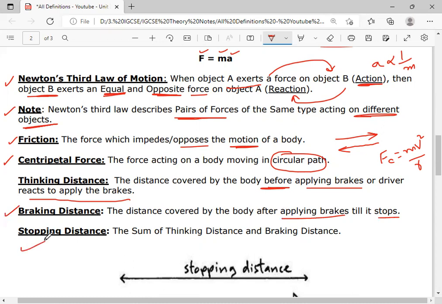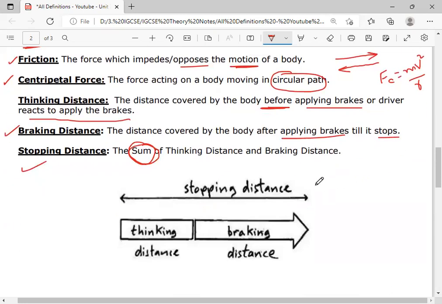And then stopping distance. Stopping distance is the sum of thinking distance plus braking distance. And from this diagram, it is clear that stopping distance is equal to the sum of thinking distance and braking distance. So here you can write that the stopping distance is equal to thinking distance plus braking distance.